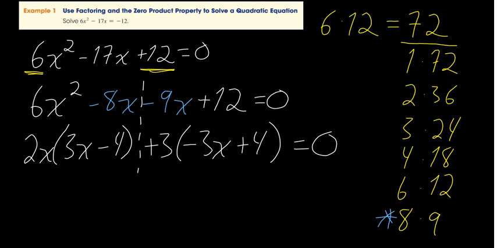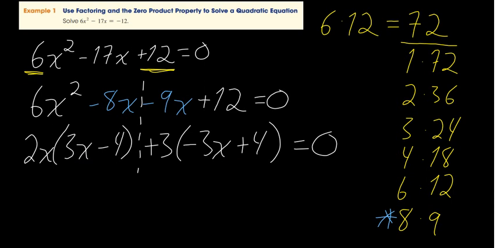Once I do the factor by grouping, the whole point behind this is to get this number in parentheses and this number in parentheses to be the exact same. And if you do it correctly, they will be the exact same. But notice how they aren't, right? One is a positive 3x, one is a negative 3x, one is a negative 4, one is a positive 4. So how can I fix that?